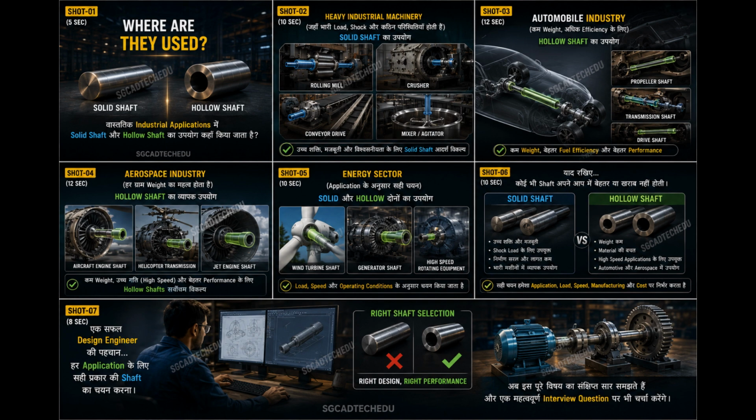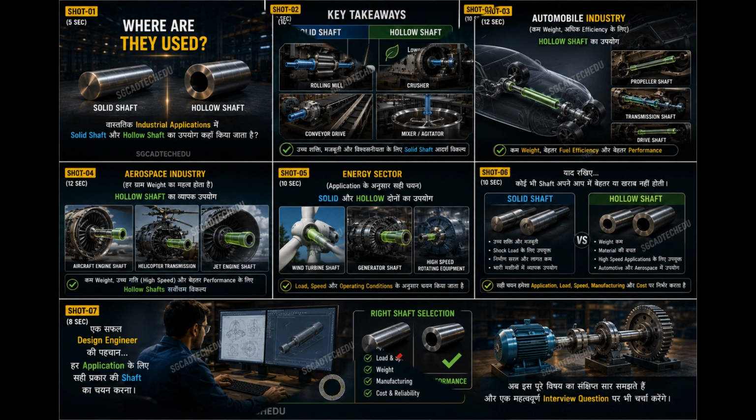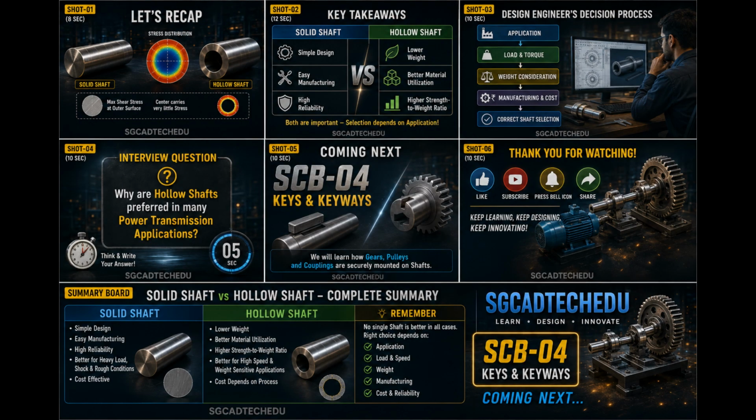Let's summarize the key points from this lesson. Let's quickly recap what we've learned. A solid shaft is simple, robust, and economical to manufacture. A hollow shaft offers lower weight, better material utilization, and an excellent strength-to-weight ratio. The correct shaft is not determined by a single factor. Every engineering decision must consider the application, loading conditions, manufacturing feasibility, cost, and long-term reliability.